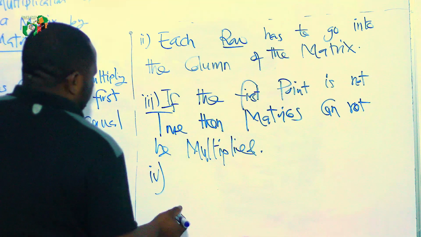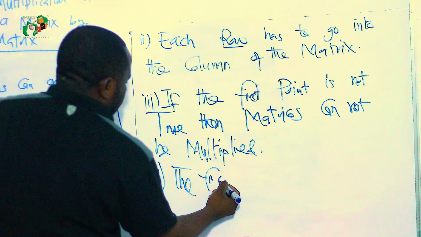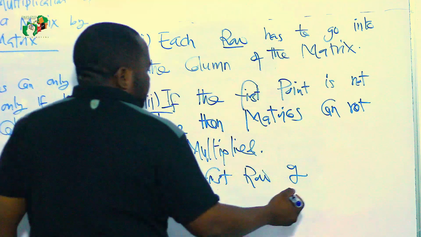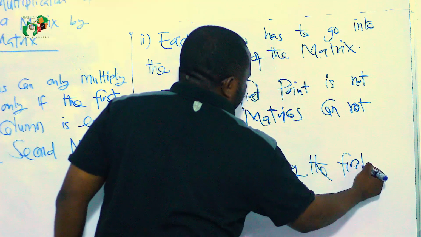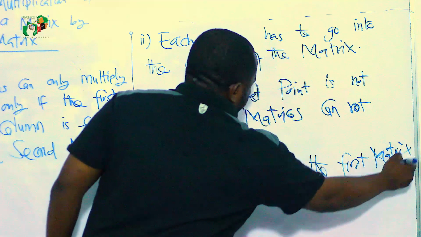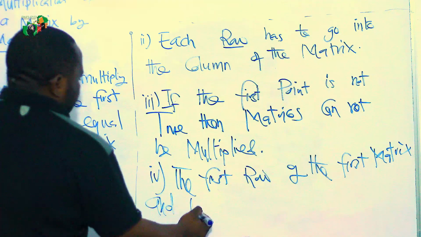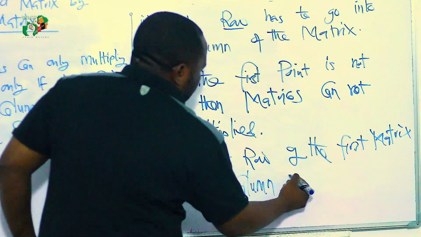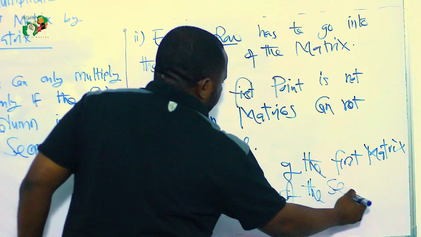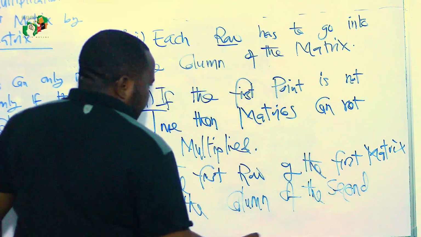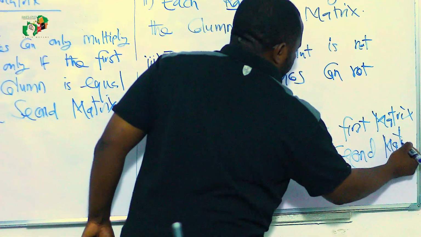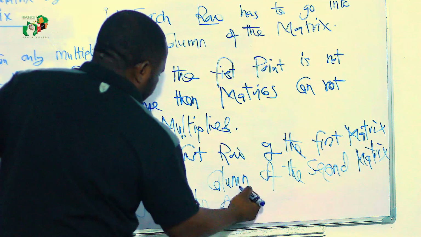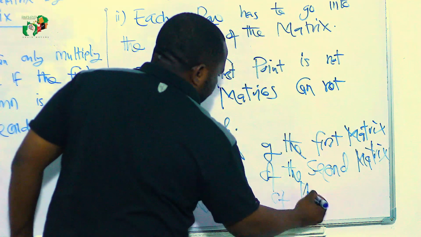Number 4, the first row of the first matrix and the column of the second matrix gives the order of the product.